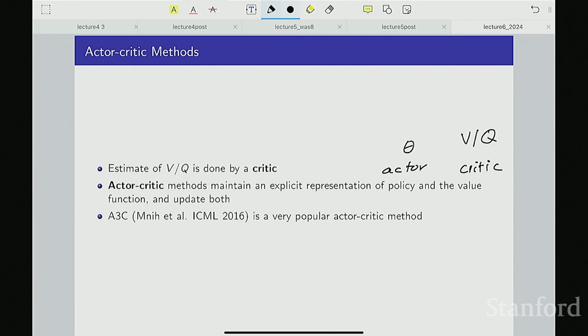A3C is a pretty popular actor-critic method. There's quite a lot of others. Many of the reinforcement learning algorithms will end up being essentially actor-critic algorithms, so it'll be useful to have both representations. If you think of it, you'd have a deep neural network to represent your policy, and a separate deep neural network to represent your value function. You could share parameters, but you don't have to.